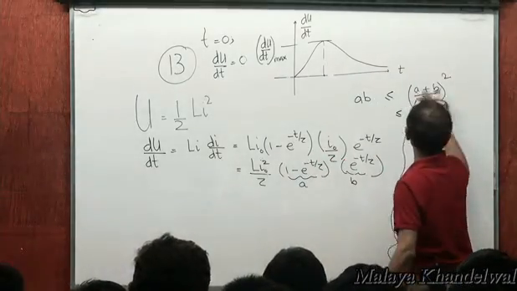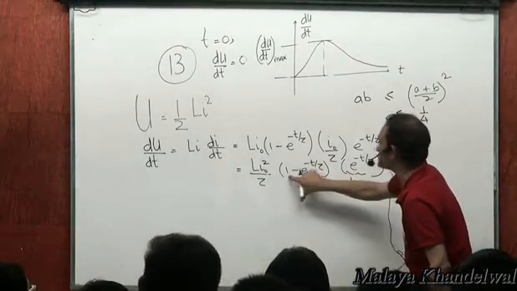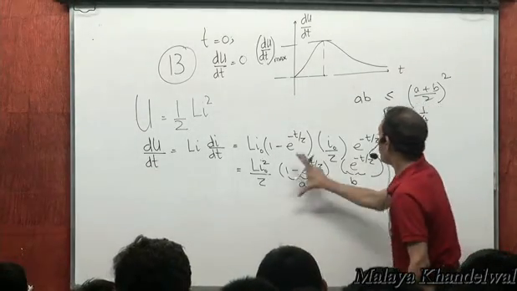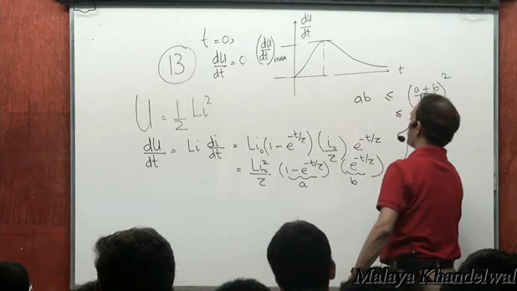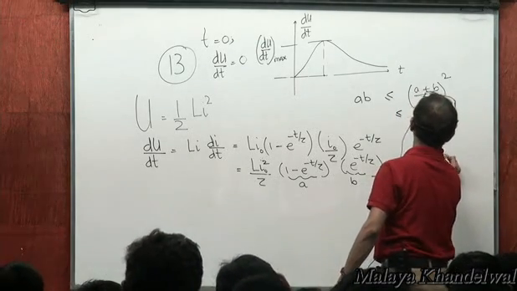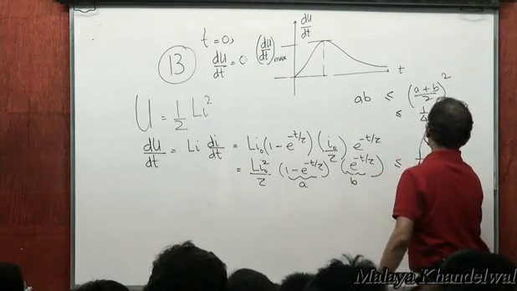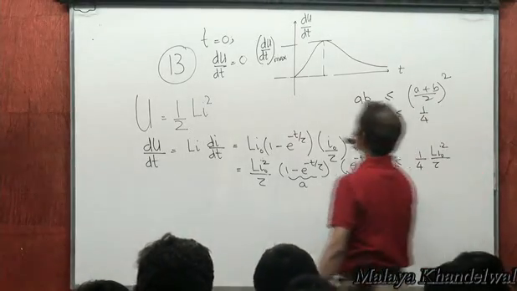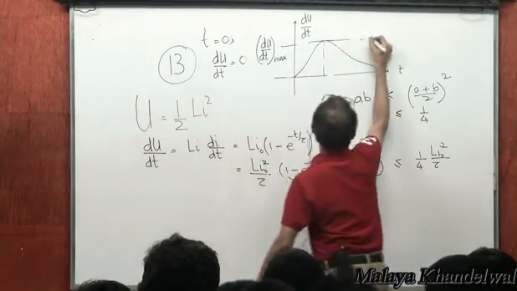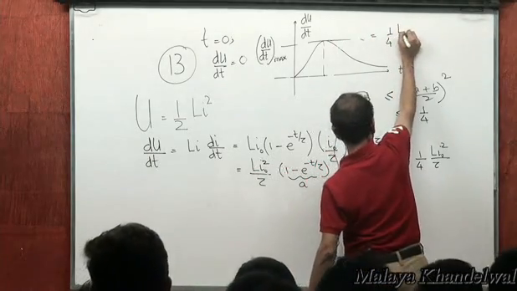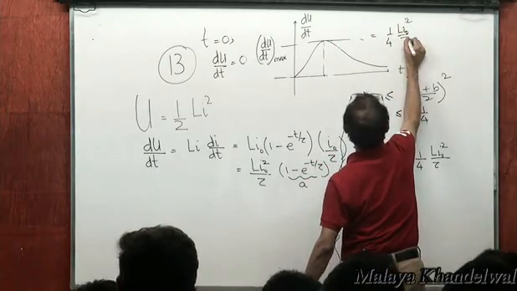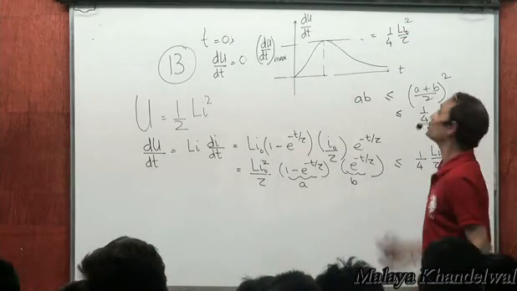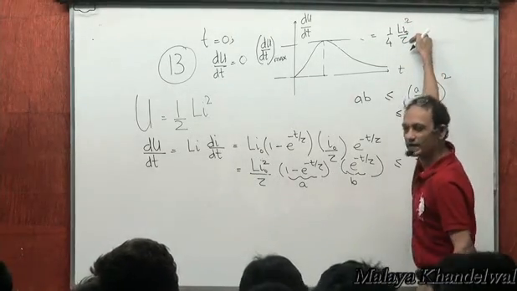Right? A plus B by 2 is half. You can see that. So AB will always be less than or equal to 1/4. So this will always be less than or equal to 1/4 L I naught squared by tau, where tau is L by R. That's the maximum dU/dt. Maximum dU/dt is 1/4 L I naught squared by tau. Yes or no? Where I naught is epsilon by R, tau is L by R, etc. You can plug in.